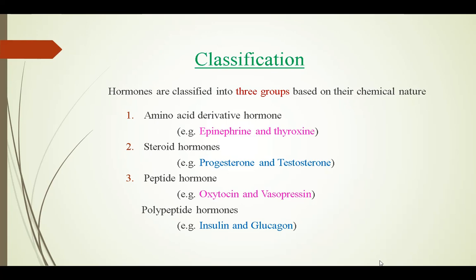Number 2. Steroid hormones. These are derived from cholesterol. Examples of steroid hormones are progesterone and testosterone. Number 3. Peptide and polypeptide hormones. These are made from chains of amino acids. Examples of peptide hormones are oxytocin and vasopressin, and examples of polypeptide hormones are insulin and glucagon. Here we'll discuss each hormone and its function in our body in detail.